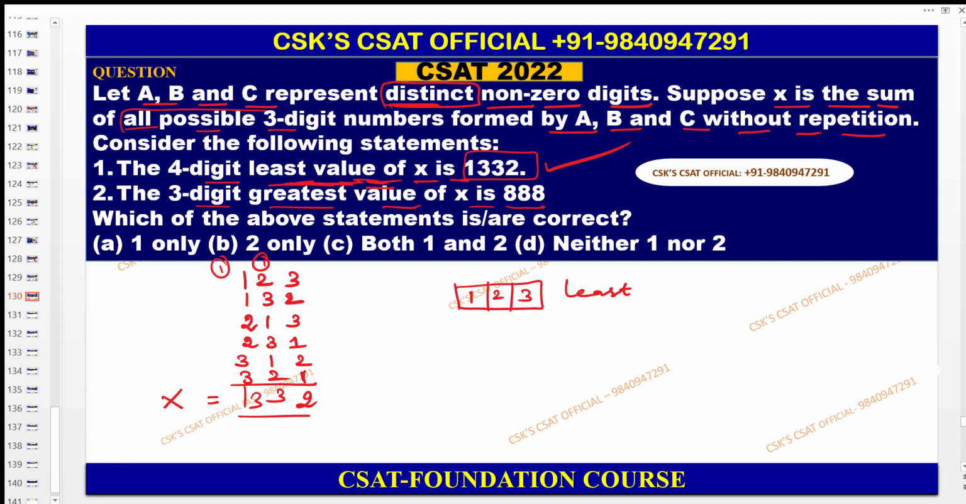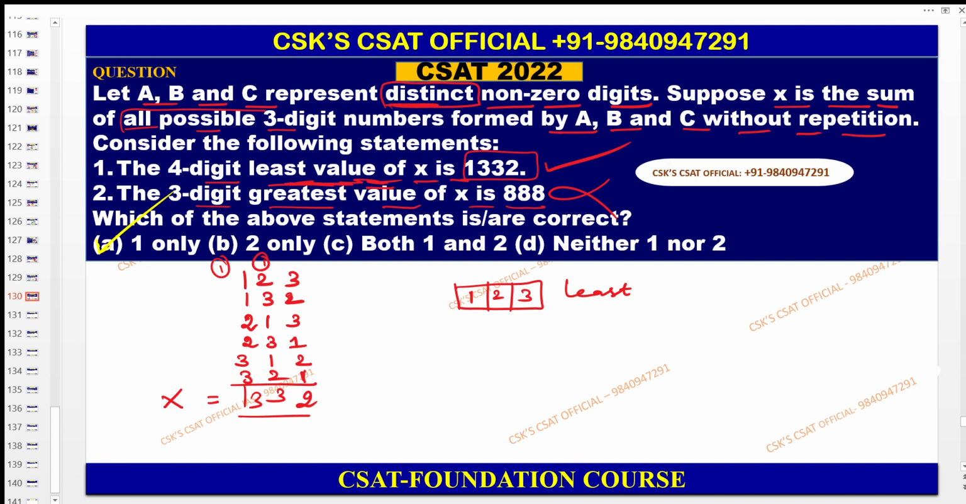Therefore surely the greatest is not 883. It is beyond 1332, since the least itself 1332. So therefore you can eliminate statement number 2, right? So therefore answer here is A, 1 only. If you are having doubt, you can ask, or else we'll move on to the next question. Shall we move on? Yes, Atul.